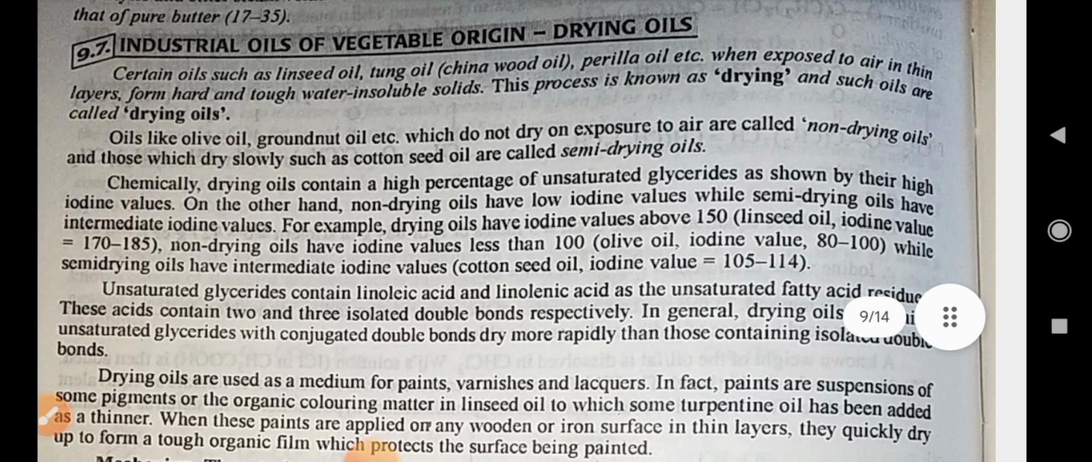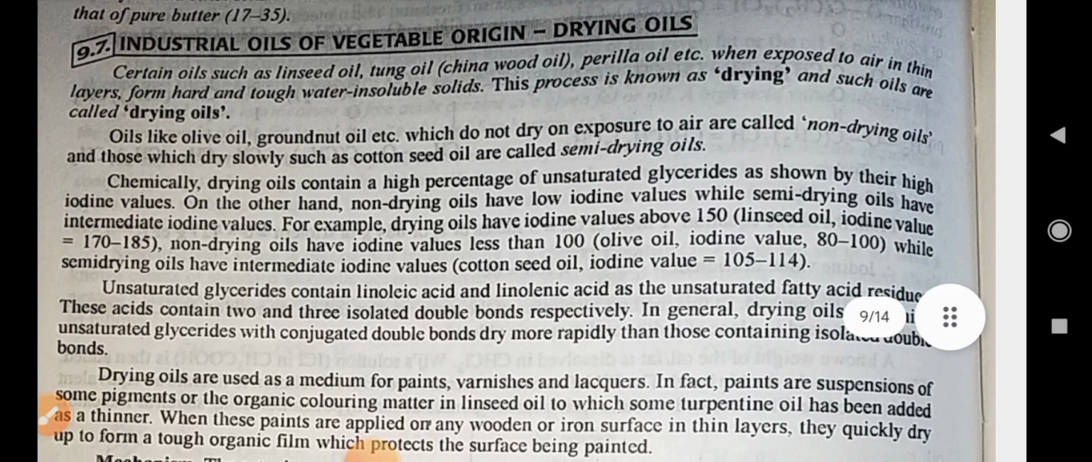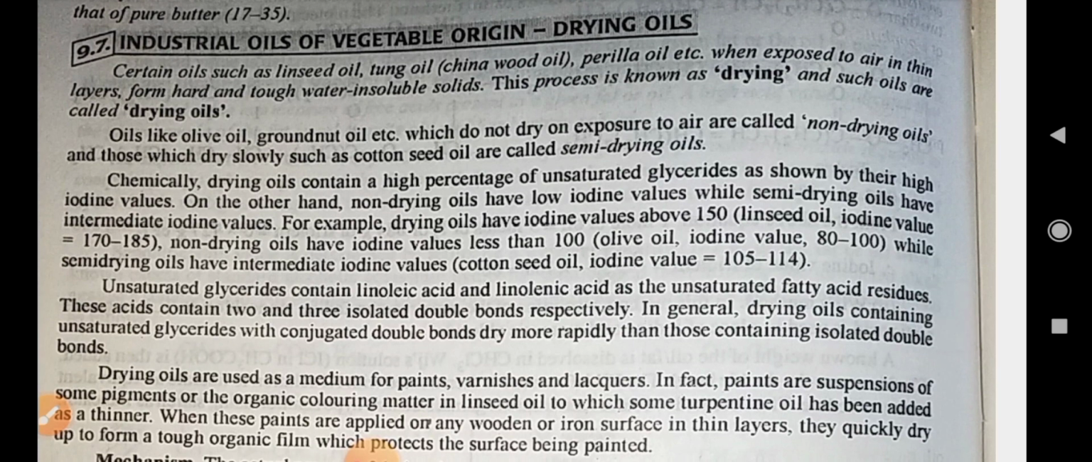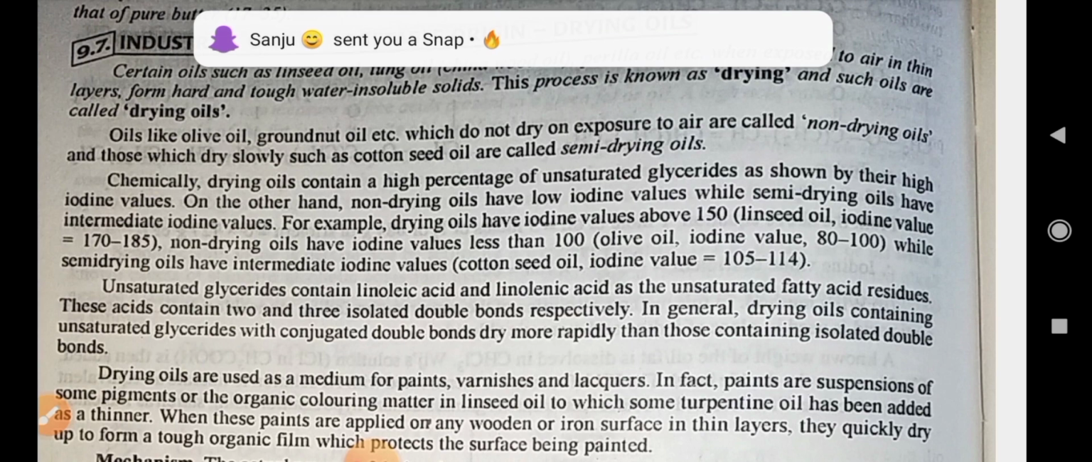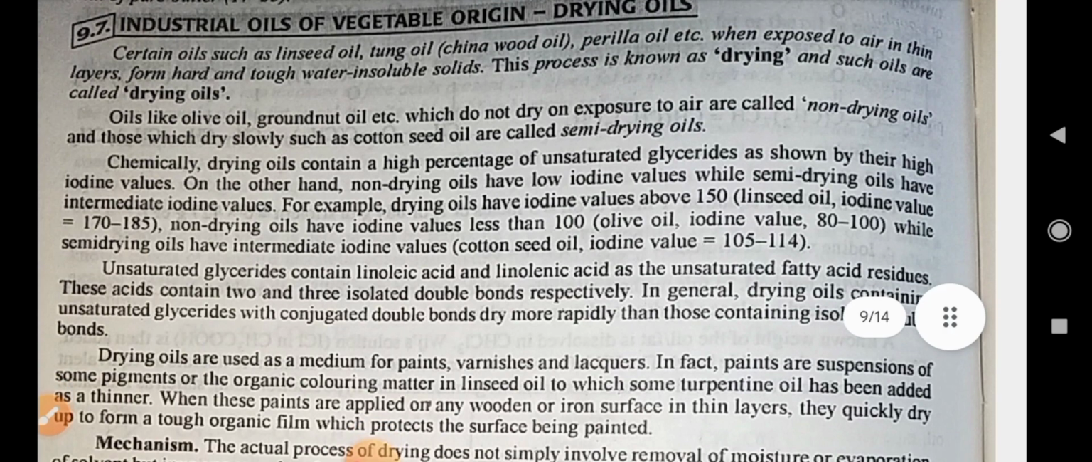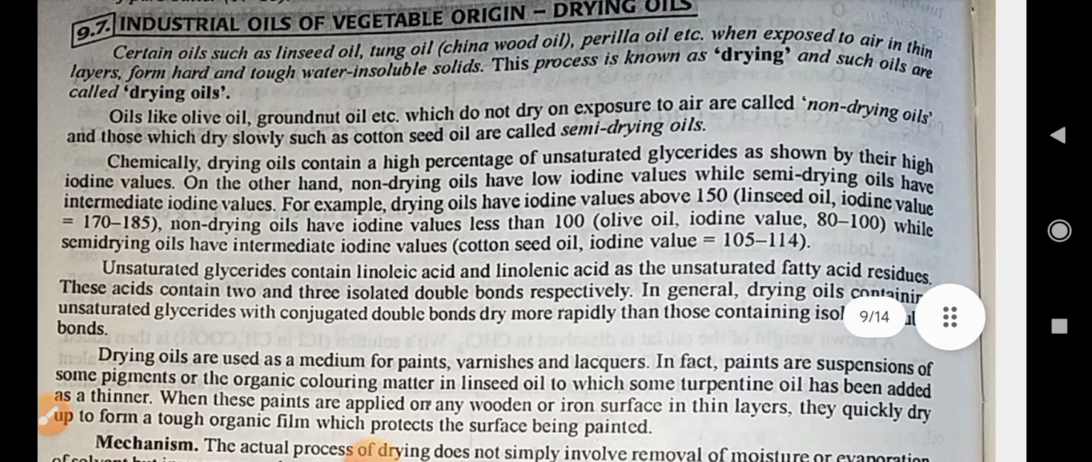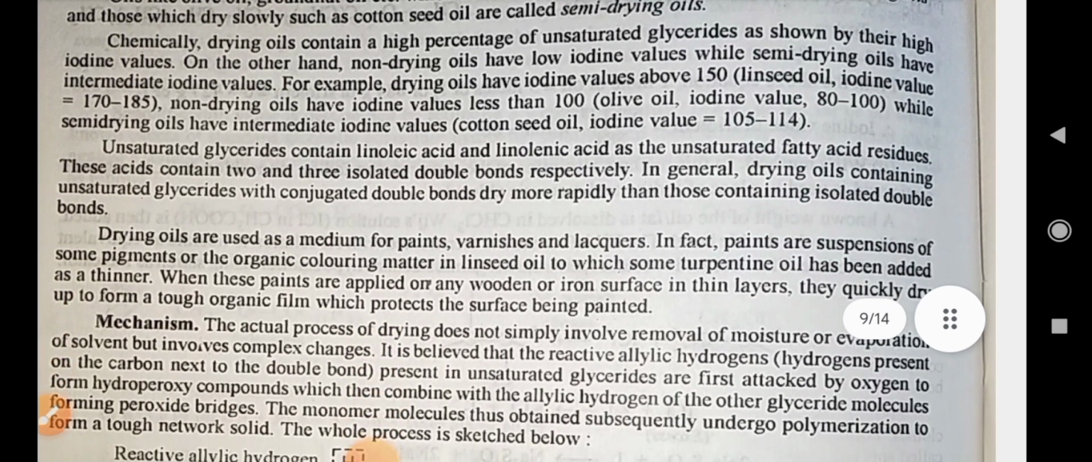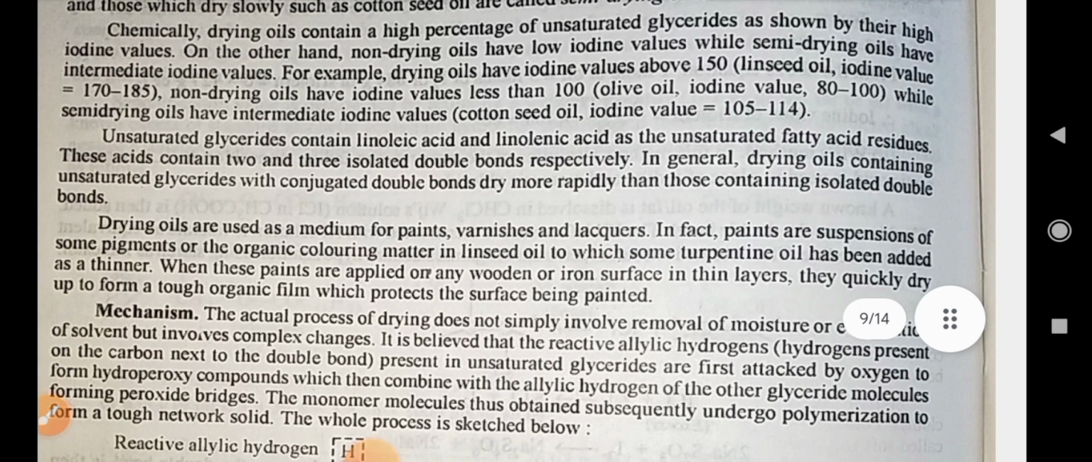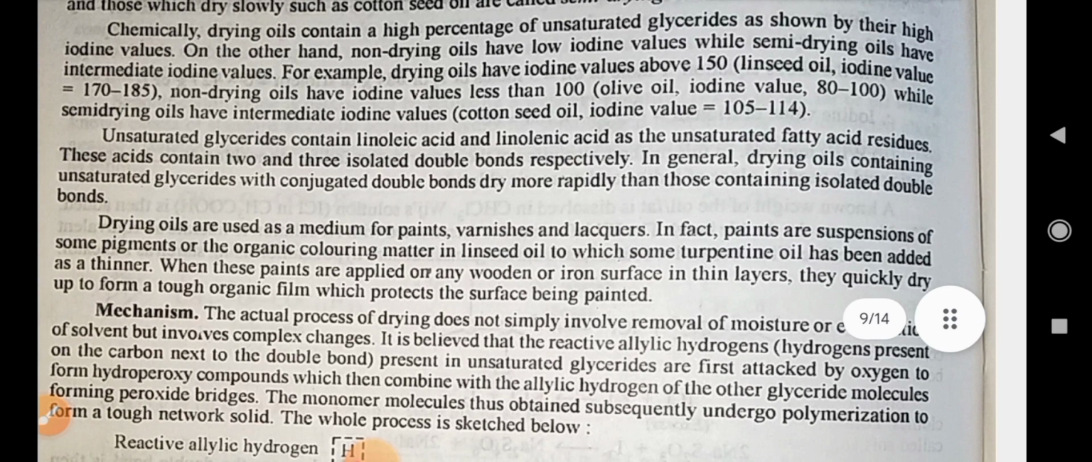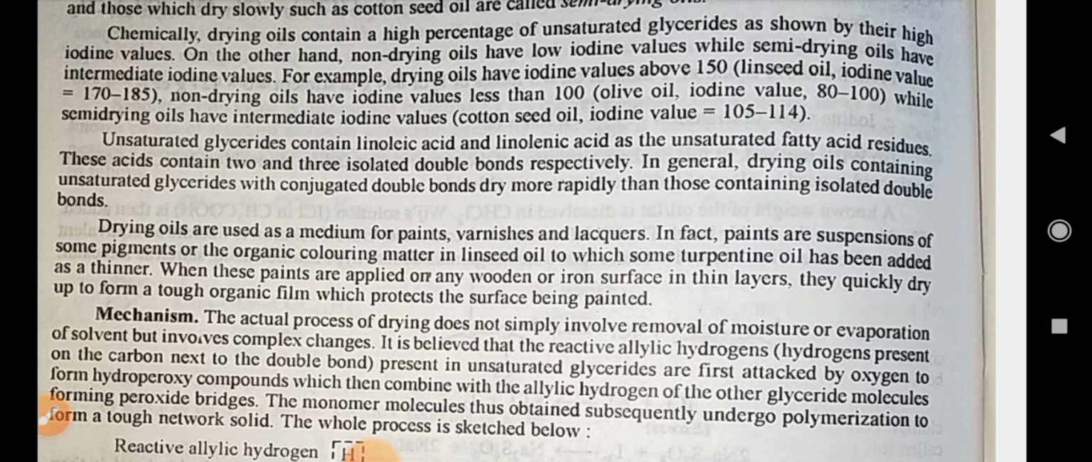Oils like olive oil, groundnut oil, etc., which do not dry on exposure to air are called non-drying oils, and those which dry slowly, such as cottonseed oil, are called semi-drying oils. Chemically, drying oils contain a high percentage of unsaturated glycerides as shown by their iodine values. Non-drying oils have low iodine value while semi-drying oils have intermediate iodine value. For example, drying oils have iodine value above 150, non-drying oils less than 100.